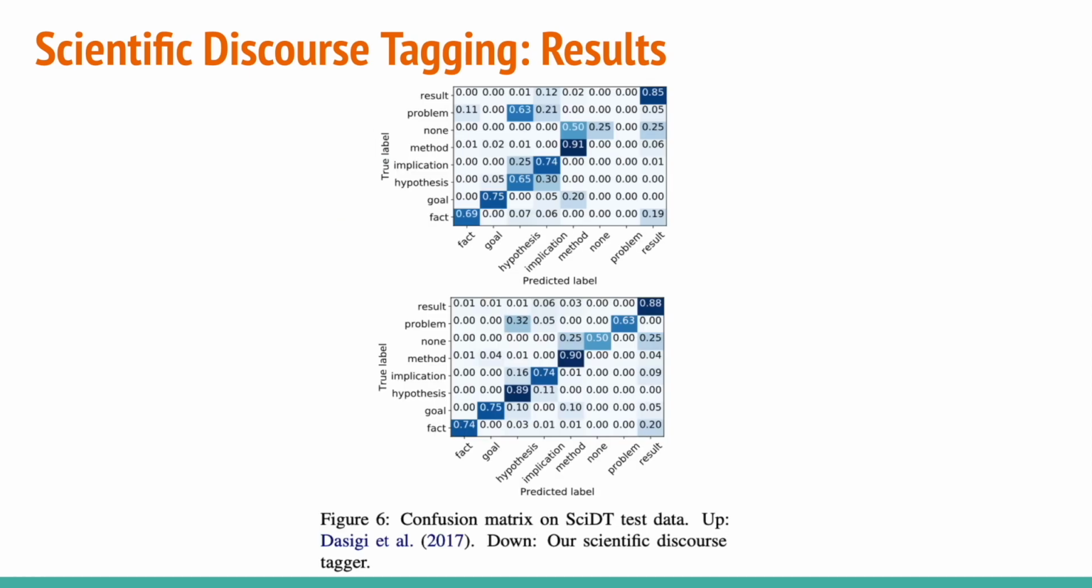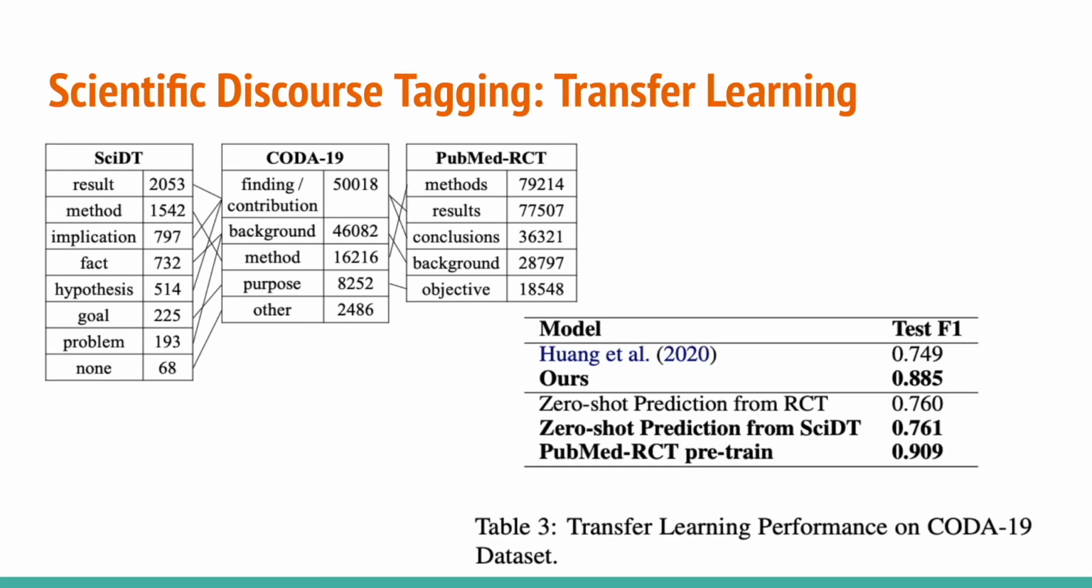The confusion matrix above is Dasigi et al.'s prediction on the SciDT test set, and the one below is from our prediction. As you see, our model performs significantly better on predicting the problem and hypothesis tags. We also use the CODA-19 dataset to explore the transferability of our scientific discourse tagger.